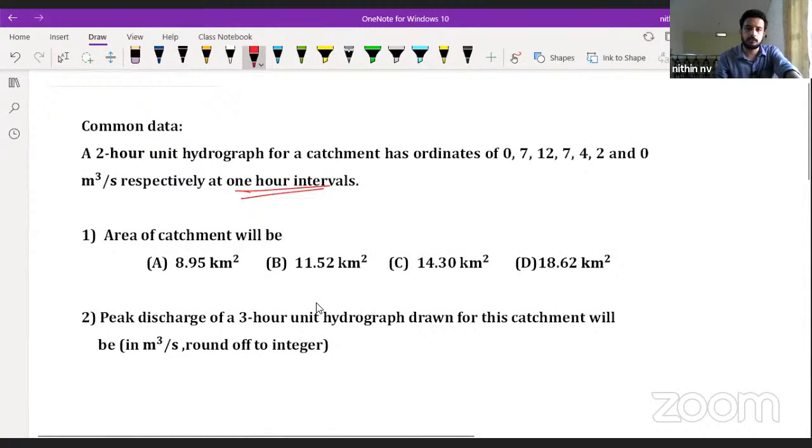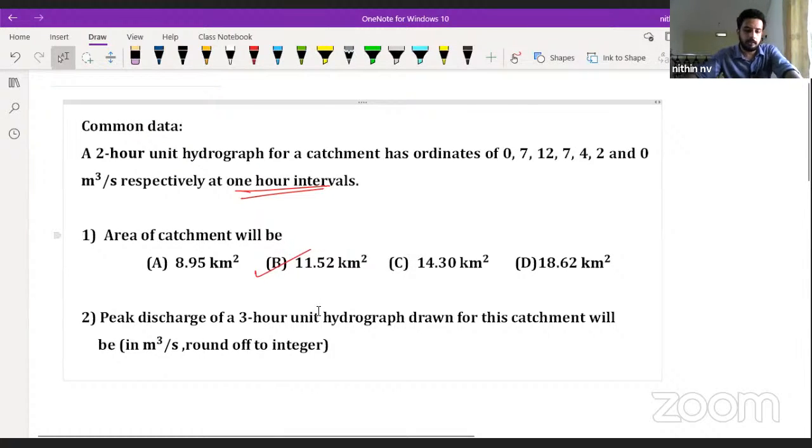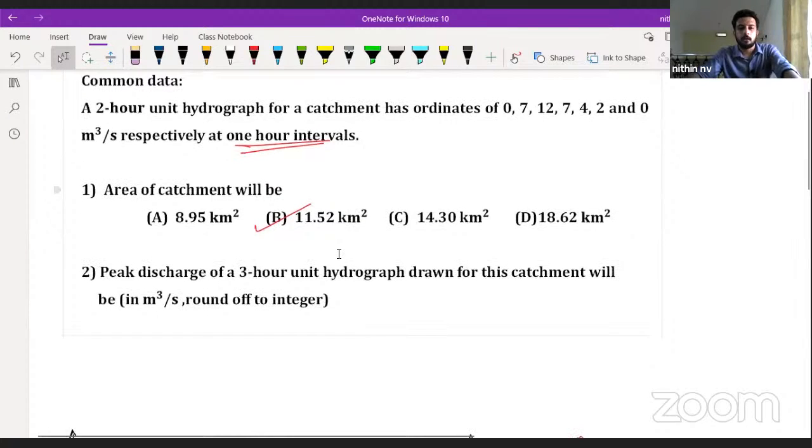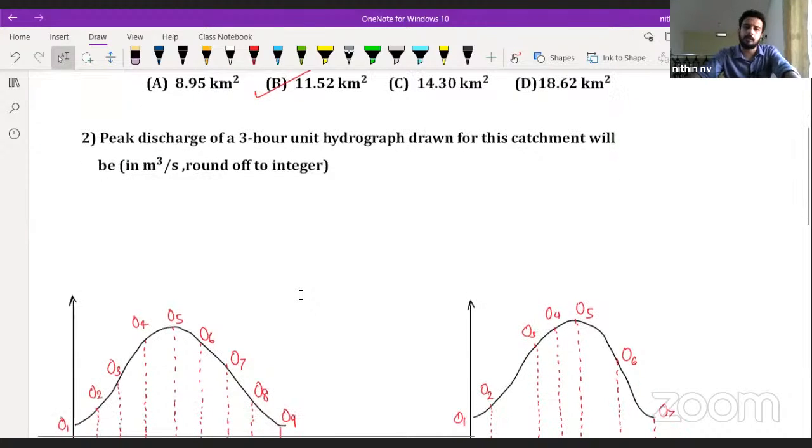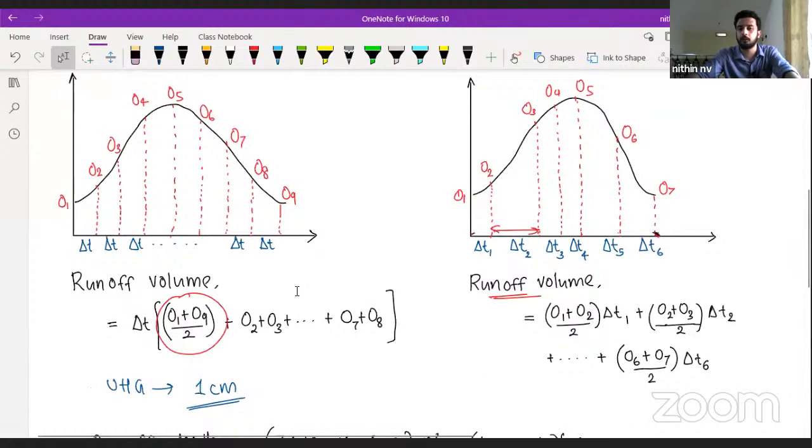Yes, very good. Since all are commenting, no need to explain again, I guess. Right? Yes, thanks for commenting. Now, what about the second question? The peak discharge of the 3-hour unit hydrograph. How can we calculate the peak discharge of a 3-hour unit hydrograph?